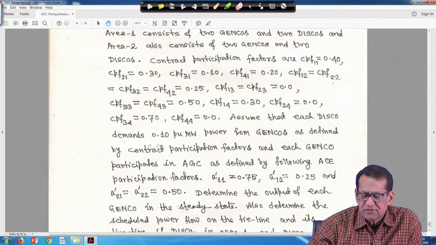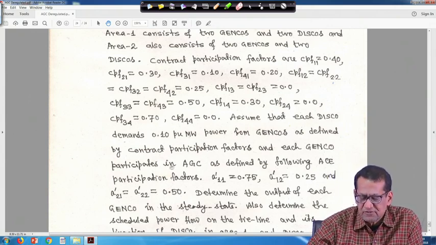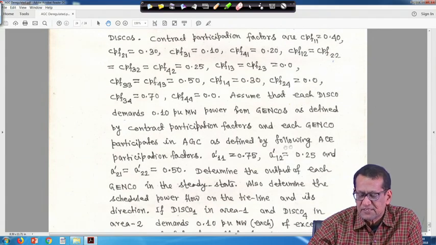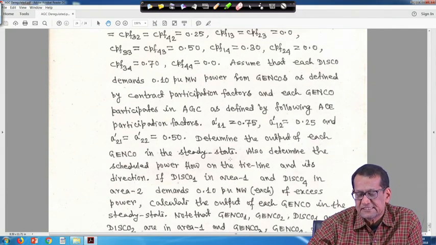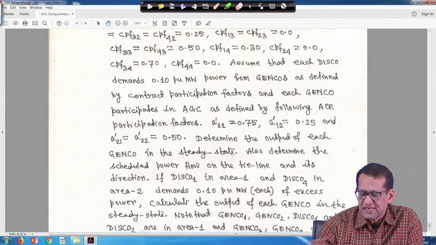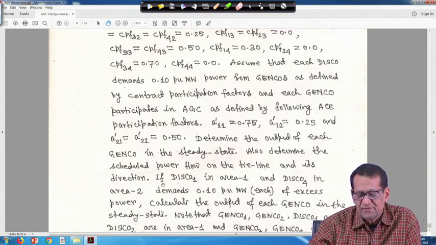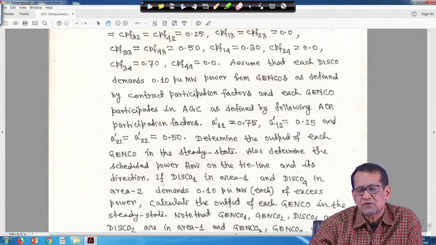Assume that each DISCO demands 0.10 per unit megawatt power from GENCOs as defined by the contract participation factors, and each GENCO participates in AGC as defined by the following ACE participation factors: A-11 is 0.75, A-12 is 0.25 and A-21 is equal to A-22 is equal to 0.5, right. You determine the output of each GENCO in the steady state. You only find out the steady state, because in the classroom we cannot ask you for simulation, only steady state, right. Also determine the scheduled power flow on the tie line and its direction, I mean whether it is in the direction of 1 to 2 or 2 to 1, right.